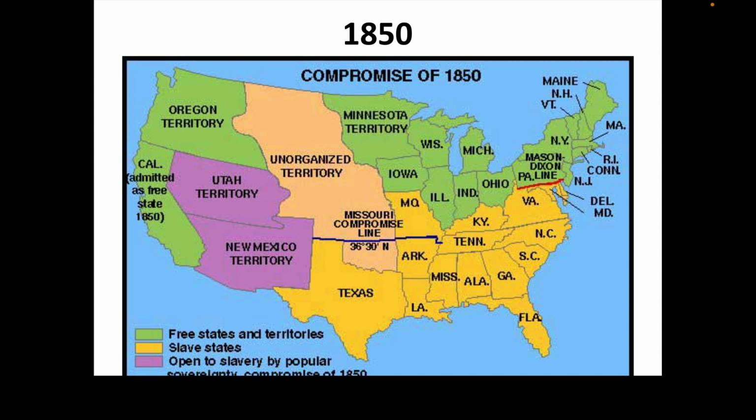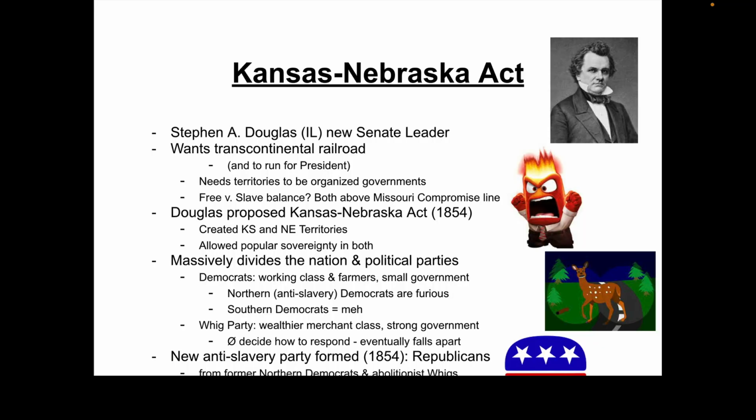This all begins in 1854 with a gentleman by the name of Stephen A. Douglas. This fine, well-coiffed gentleman with a very high collar right here. He is a senator from the state of Illinois and is one of the new leaders in the Senate at the time and has some pretty big aspirations. In particular, he has his eyes eventually on becoming president of the United States.